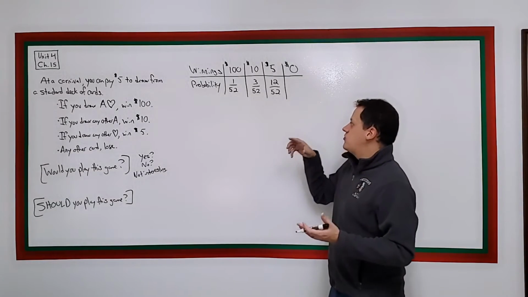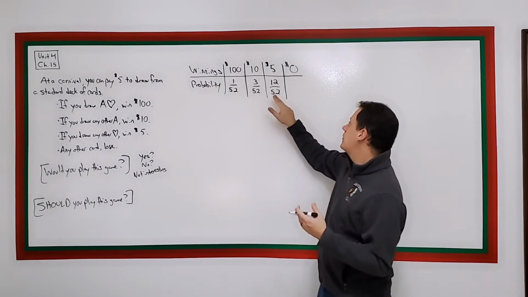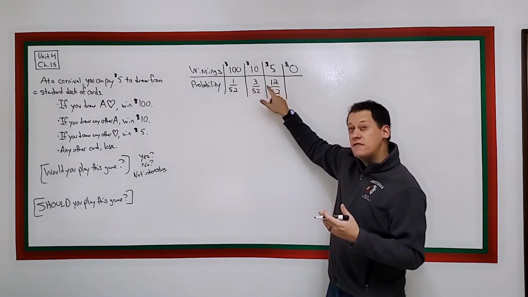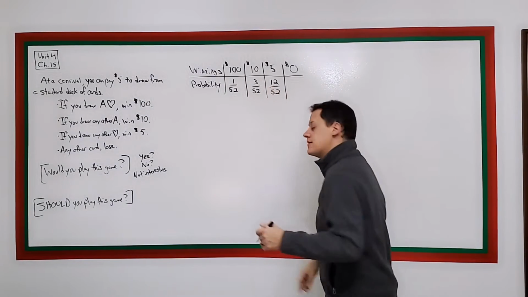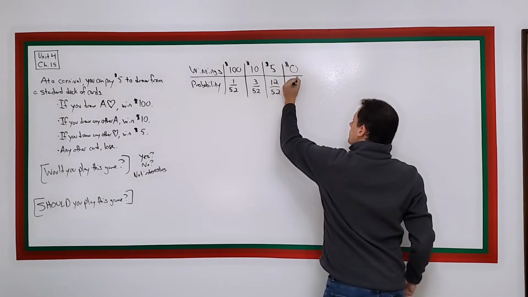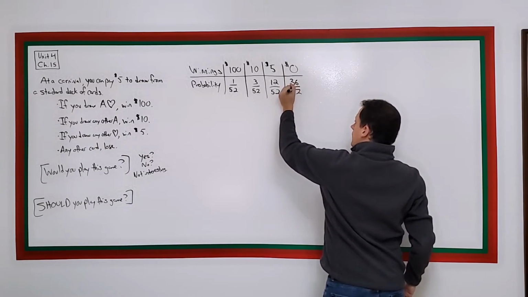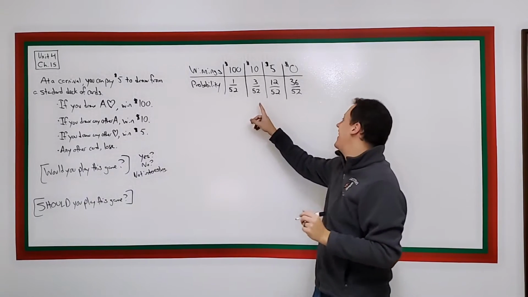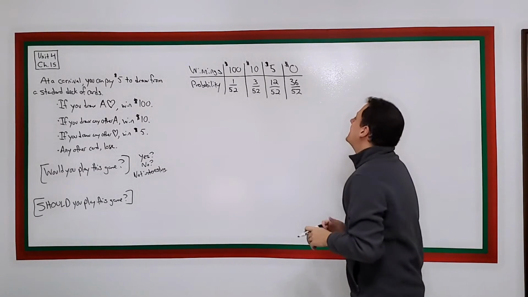This is going to be equal to 52 over 52 minus all of these. So these add up to 16. 52 minus 16 is 36 out of 52. And now you understand why we don't reduce these. That would have been a lot harder if we did.